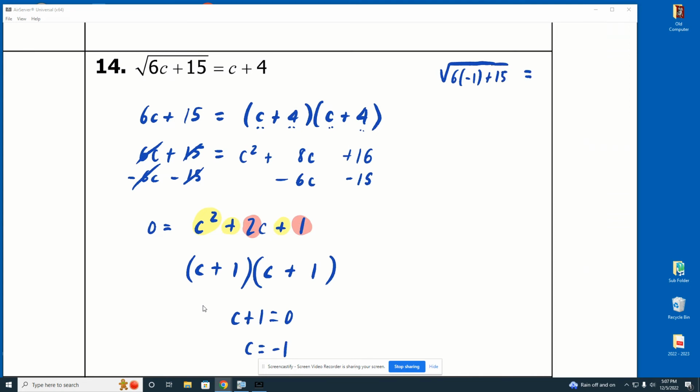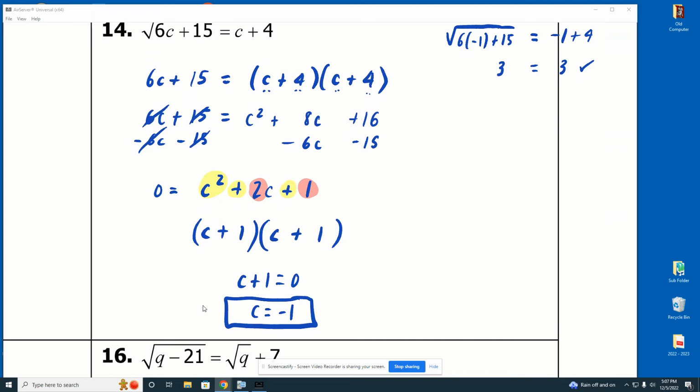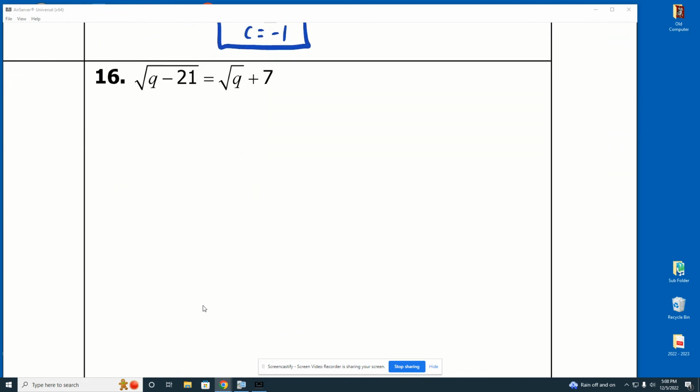Push equals. When you do that, you should have gotten a positive 3. Now on the other side, you're going to do just c plus 4. So negative 1 plus 4, sure enough, also 3. This works, so this is my solution. Okay? There's number 14. Let's go on to the last one.